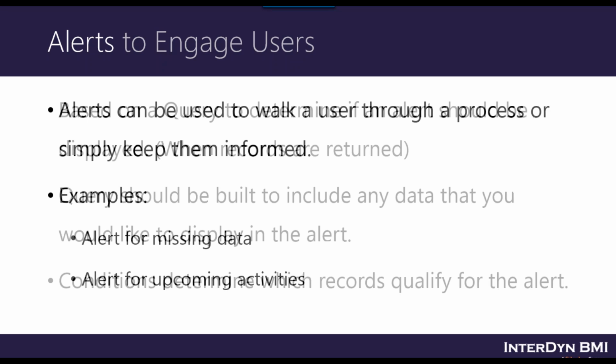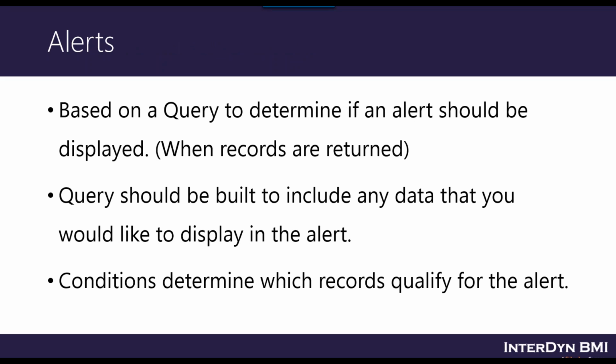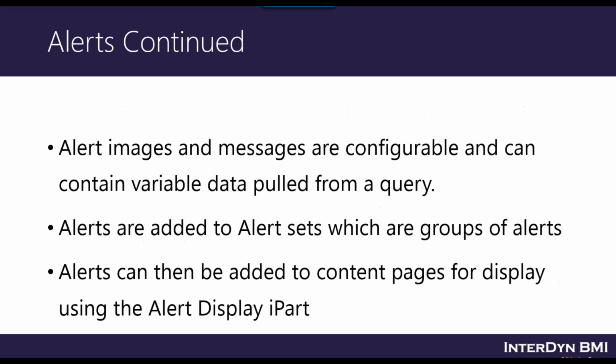We're going to take a little bit of a look at this as we get further into it. I'm going to show you a little bit more on the user interface and introduce it that way. But when we get into it, the alerts are going to be based on a query to say whether or not we should display the information. And it's going to include data that you want to display. And then we'll have conditions that determine which records qualify. And like I said, this is just at a very high level, and we'll actually look at this.